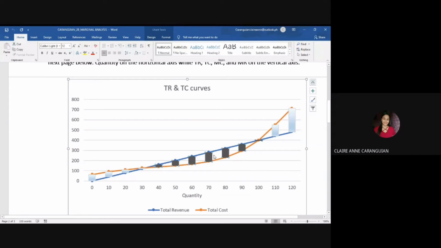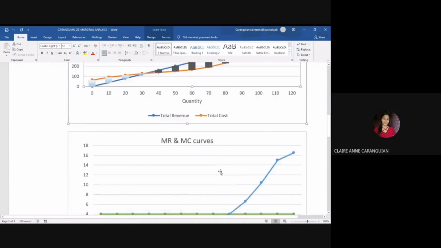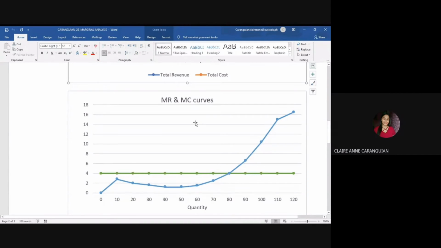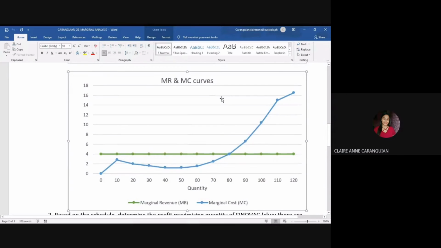If they stop here, they will avoid the incurring losses, and they already attain the right product or the higher amount of the Sinovac that they should manufacture to maximize the profit. So, and dito naman is the MR and MC curve.